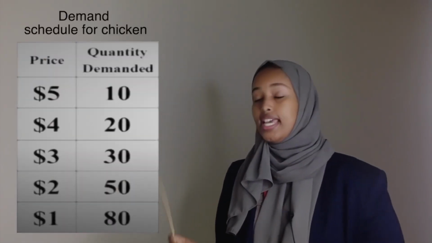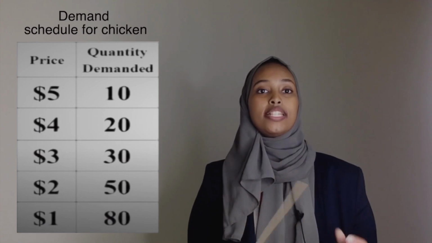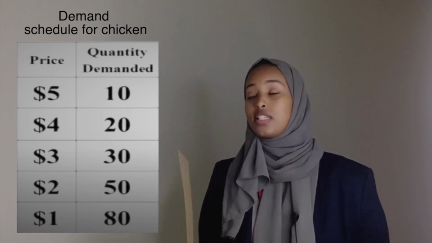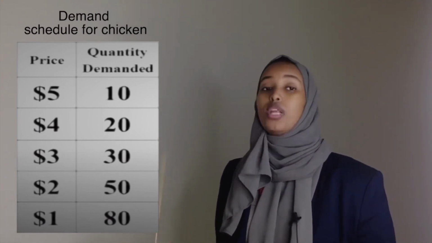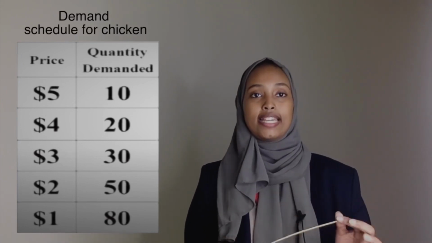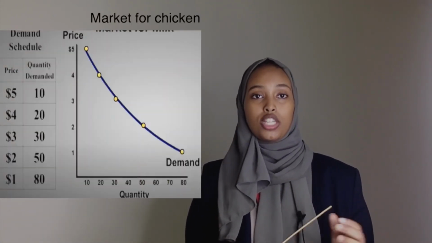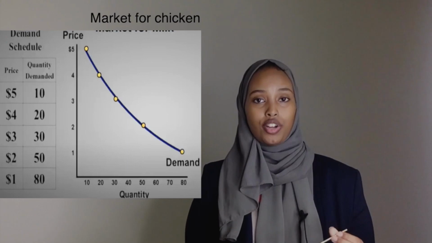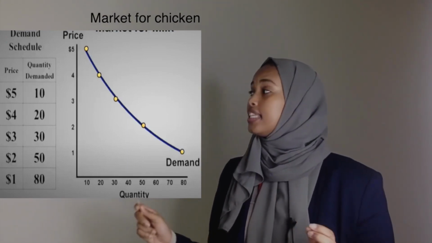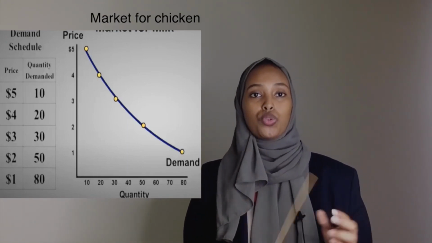As you can see, if the price goes down, the quantity demanded increases. If the price goes down from 4, 3, 2, and 1, the quantity demanded increases. Now, if you plot these points into a graph, you're going to get a demand curve which looks like this. It's a downward sloping curve which shows the law of demand.